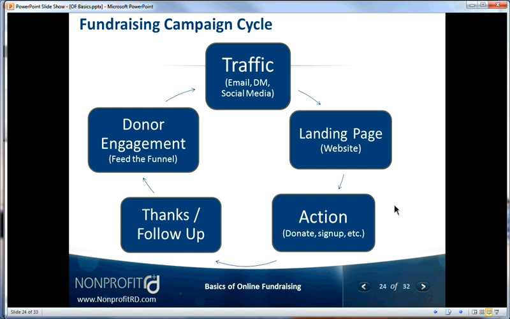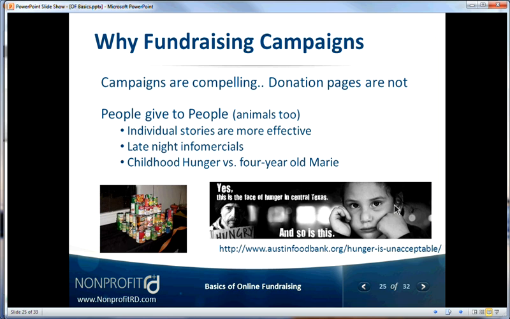As you can see, there's a lot of steps in there. There's a lot of things to do, but this is still really just kind of the basics. It's not that much time and effort. So why do we think fundraising campaigns are so important? Because campaigns are compelling, donation pages are not. And what we mean by that is a campaign hits on all of the psychological triggers of why somebody donates. If someone hits a donation page, it usually has donation amounts, thanks for donating, it's really important to us, and they fill in their credit card information. That's not going to get somebody to donate.